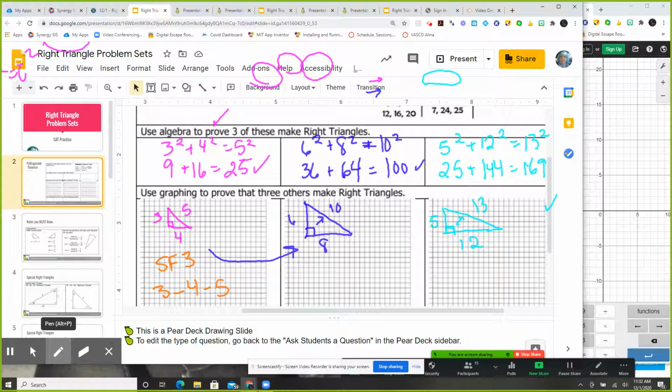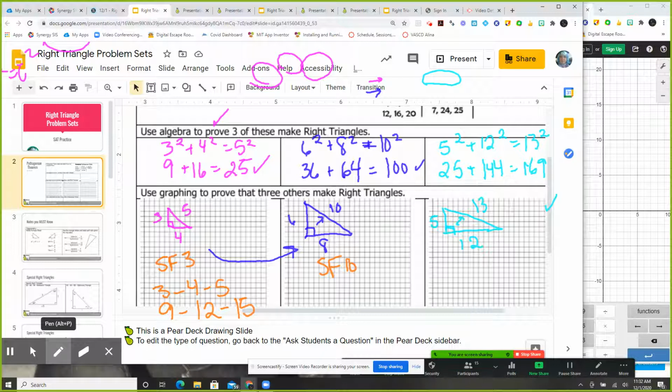Okay, so if I make a scale factor of 3, I want to increase that 3, 4, 5 triangle 3 times. What would be my new side lengths? 3 times 3 is 9, and 4 times 3 is 12, and 5 times 3 is 15. Voila. We could do a scale factor of 10.